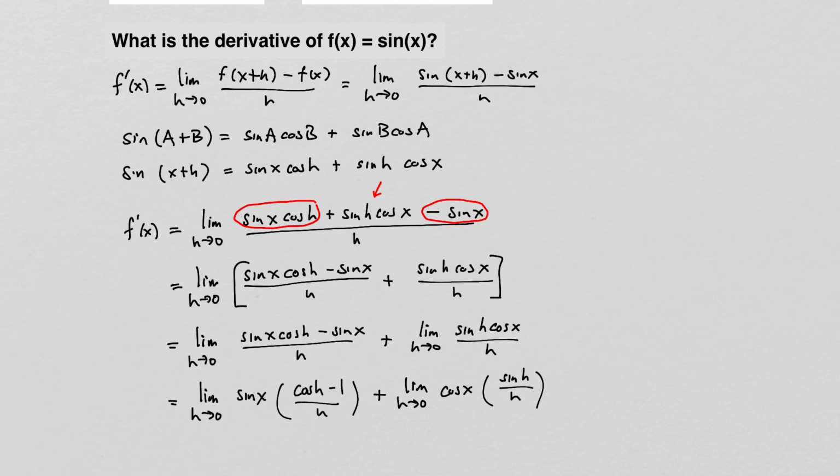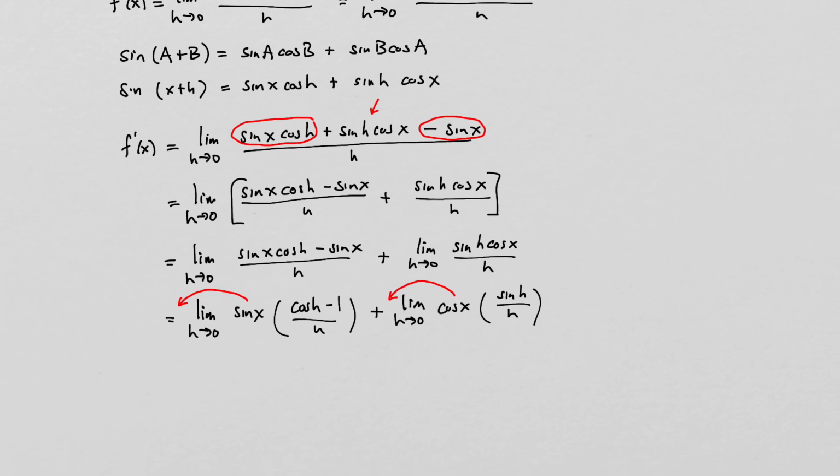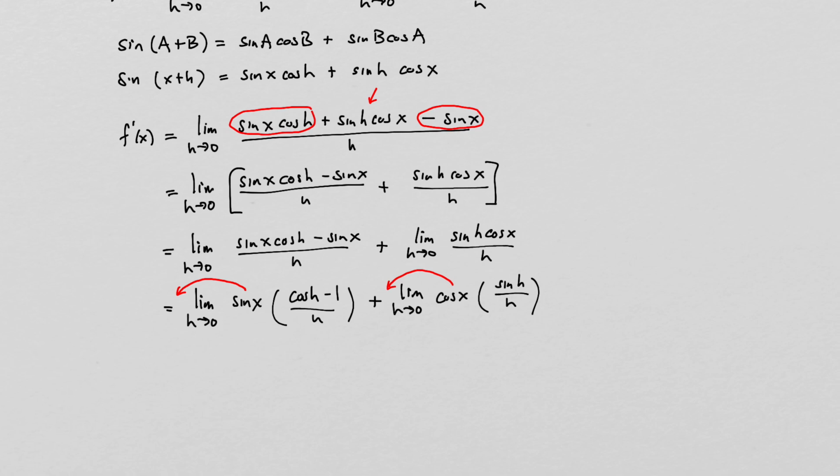And now, like I said, since x is independent of h, we're going to pull sine of x out of that limit, and we're going to pull cosine of x out of that limit. And when we do that, we get the following.